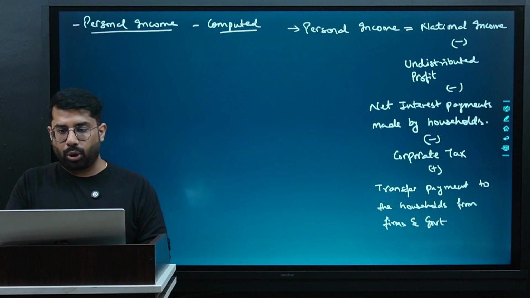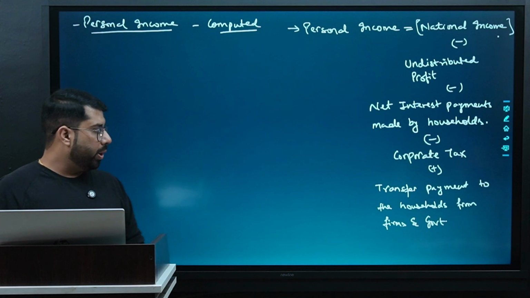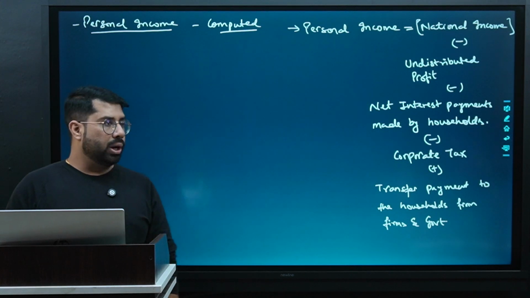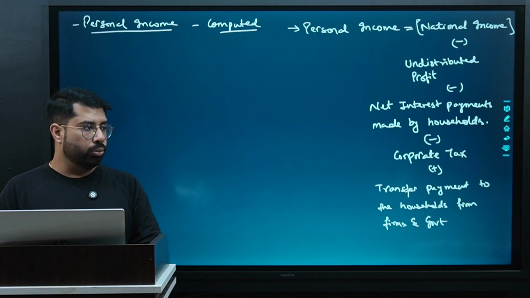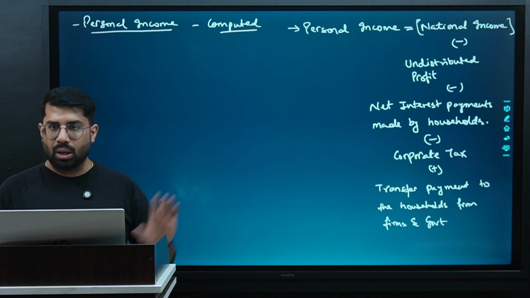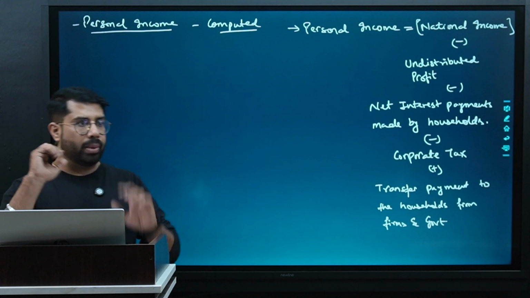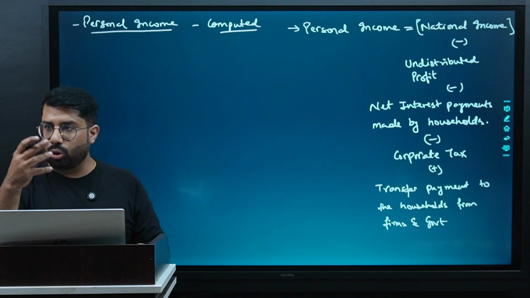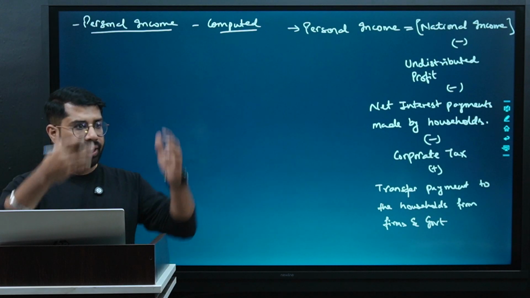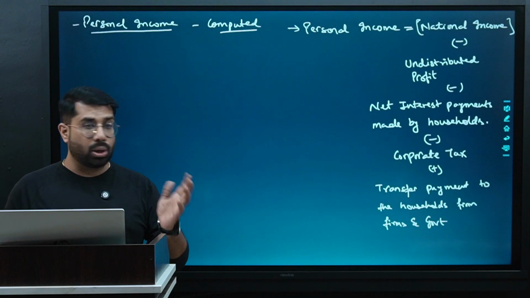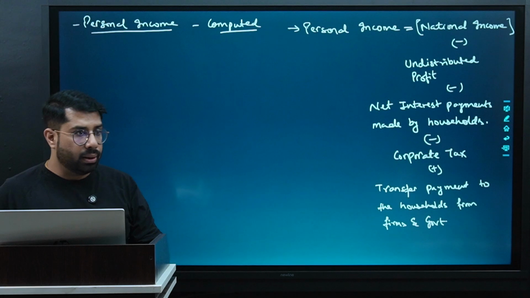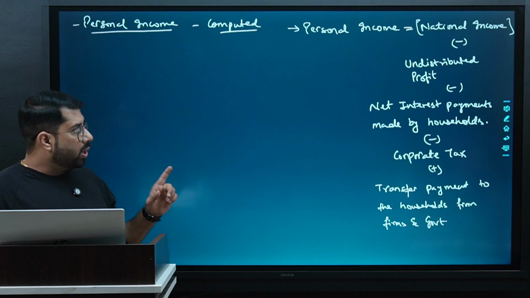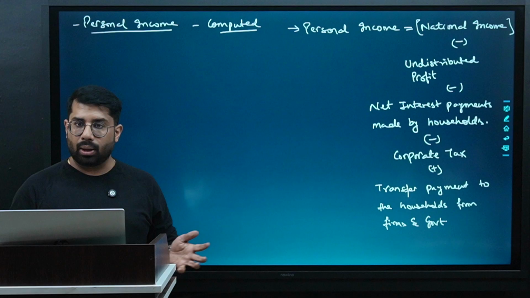What we're trying to do is, from national income, subtract whatever income is not retained by households, like undistributed profit. Whatever profit is earned by the company, the part that is retained by the company and not distributed is not going to the household, which is why we are subtracting it. Third, whatever interest payments households are paying.